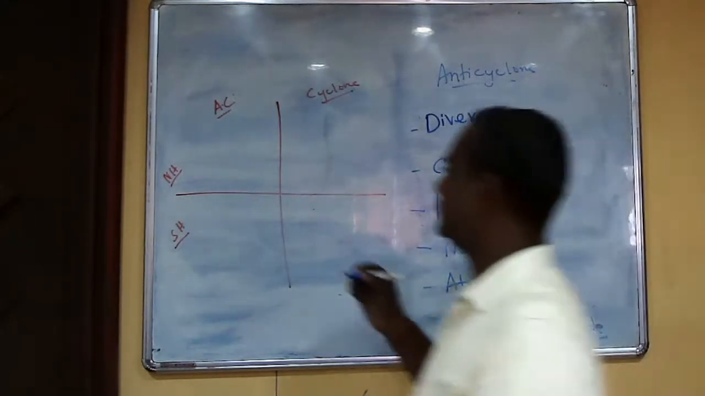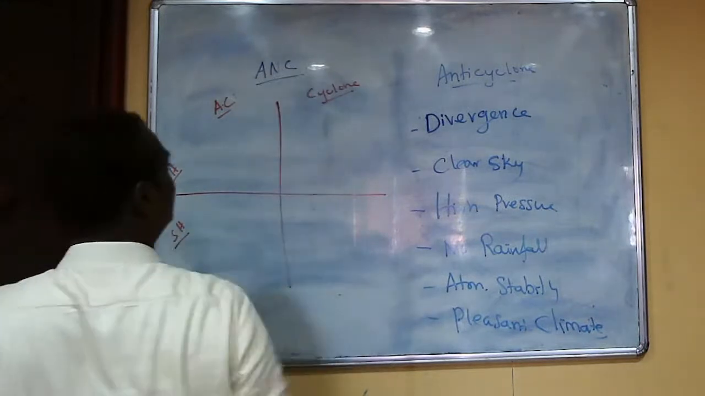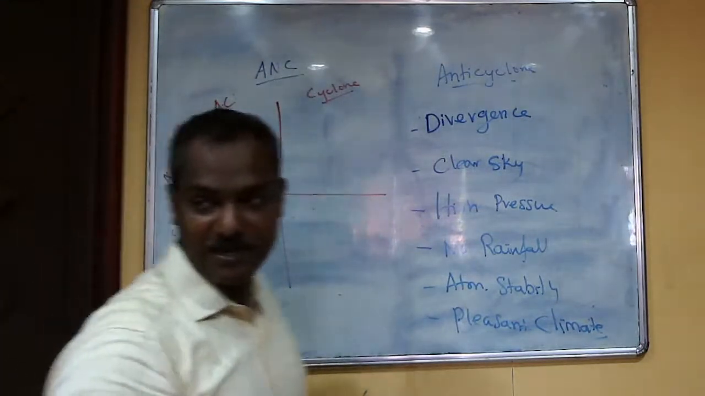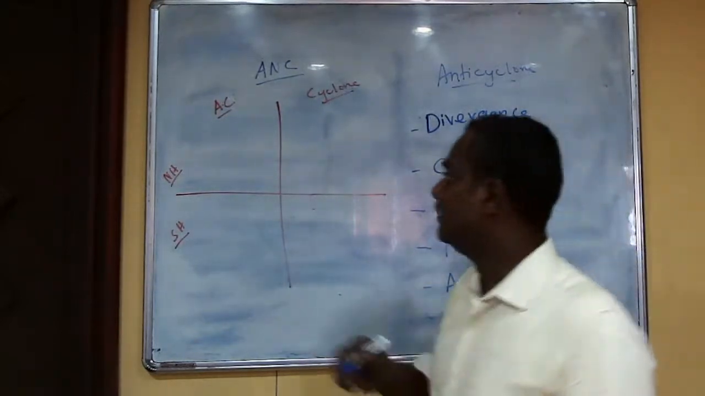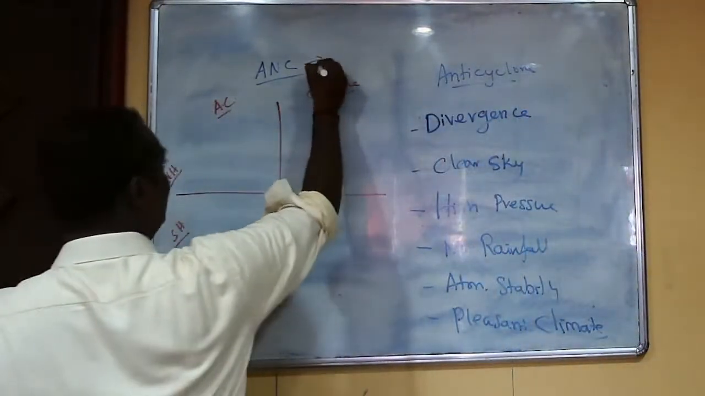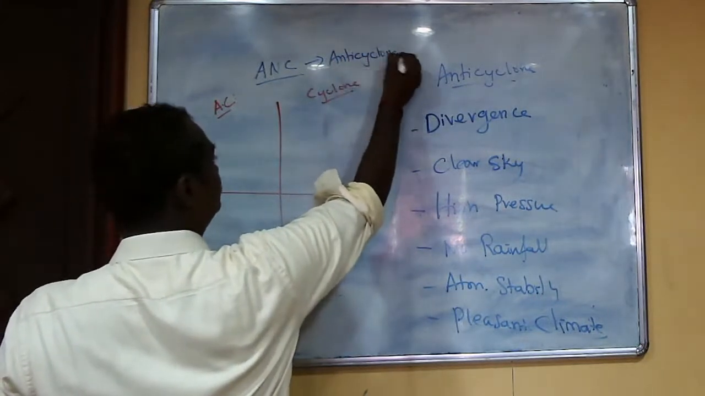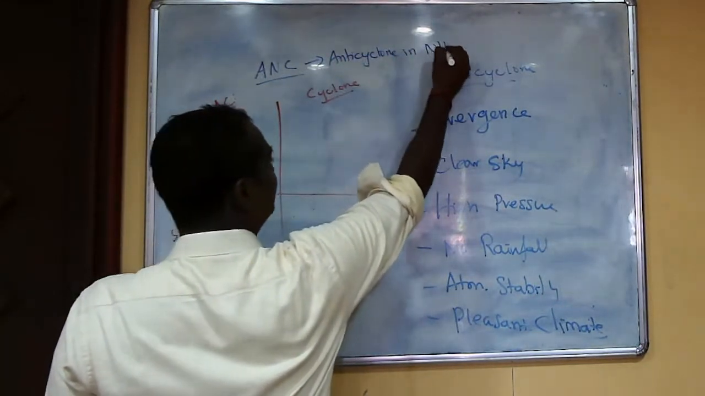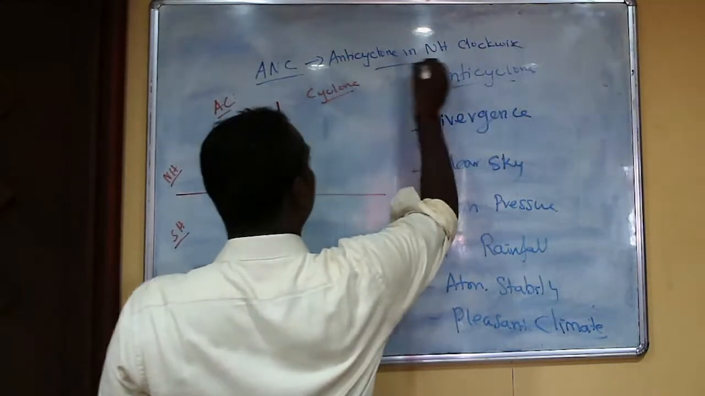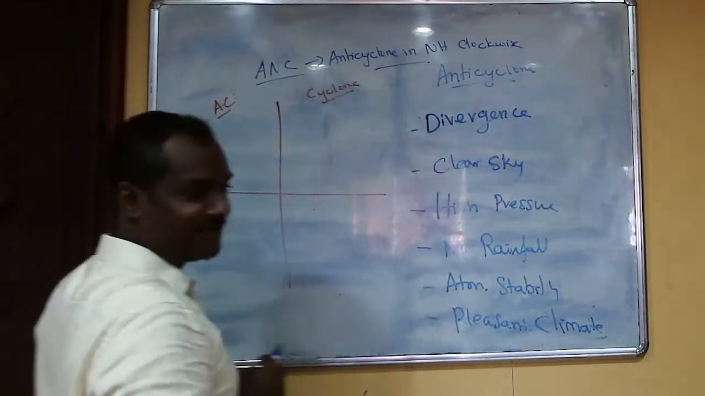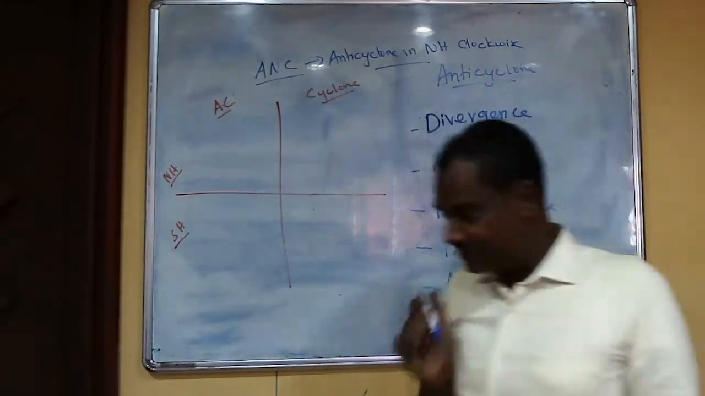Now remember this code: ANC. Okay. Now how will you read this ANC? Write down: anticyclone in northern hemisphere is clockwise. Repeat. ANC stands for anticyclone in northern hemisphere is clockwise.